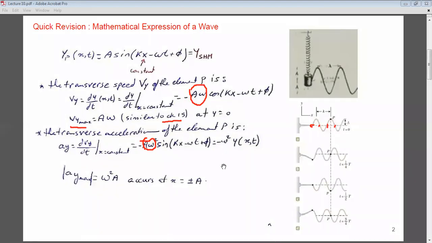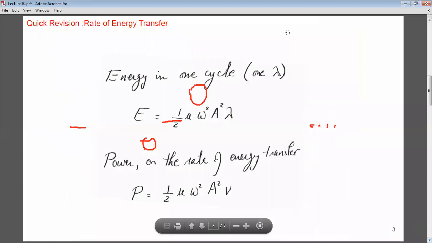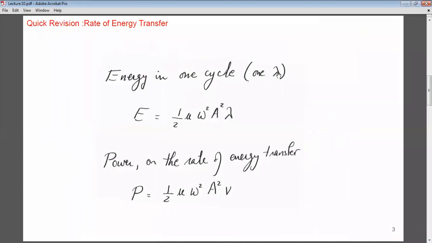Okay, the second thing we discussed so far is the energy in one cycle, or the power, which is the rate of energy transfer. We agreed that as a wave propagates through a string, it will be causing some points in the string to have energy. So how do we calculate the energy in one cycle, that is in one full wavelength? It is half mu omega squared A squared lambda, where this mu is mass per unit length.